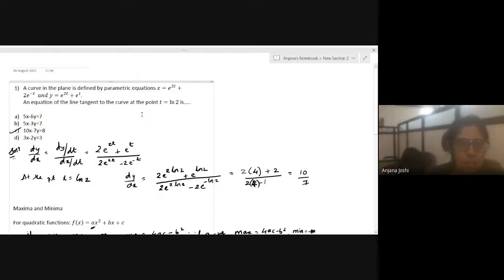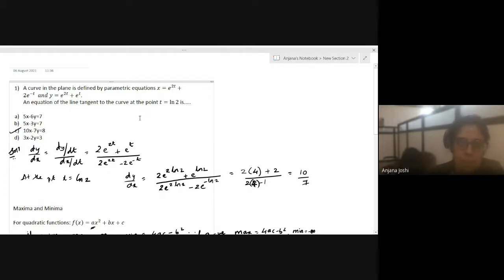We shall be discussing a few CET questions on applications of derivatives. The first question we are going to discuss is: a curve in the plane is defined by the parametric equations x is equal to e raised to 2t plus 2e raised to minus t and y is equal to e raised to 2t plus e raised to t. An equation of the line tangent to the curve at the point t is equal to ln 2 is what? This is the question they have asked us.